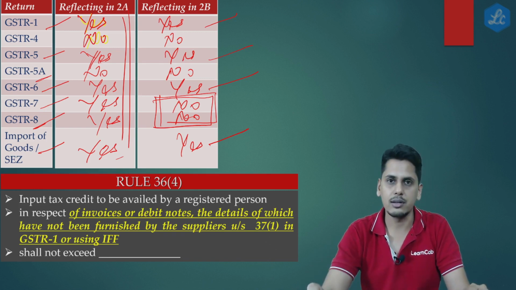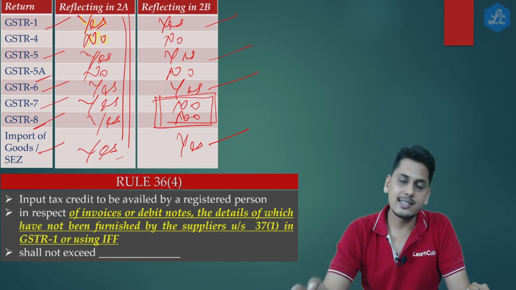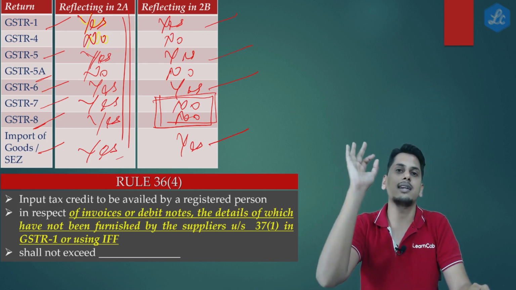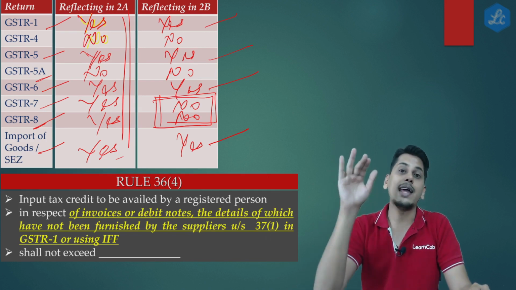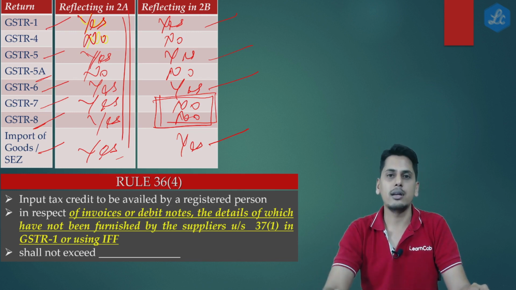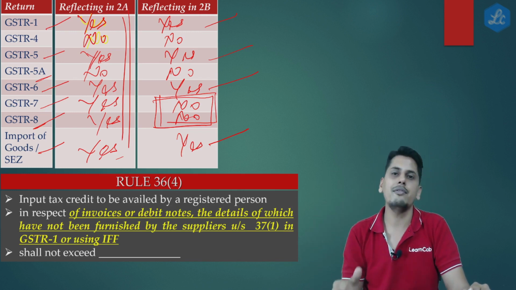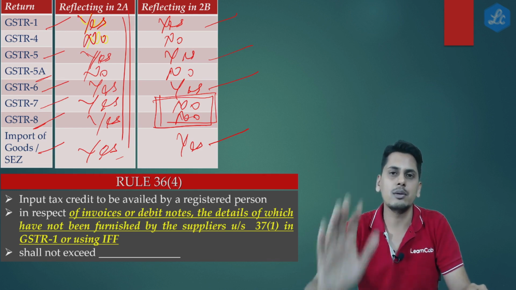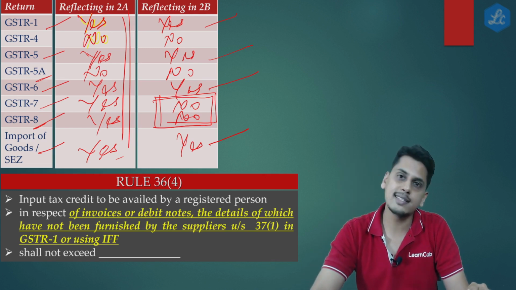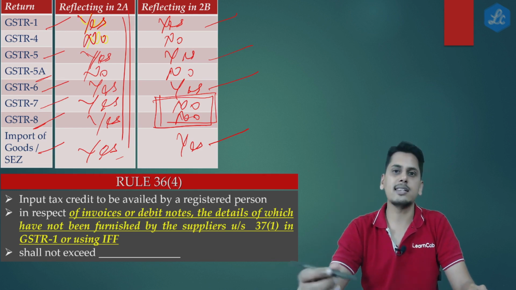To rephrase the question, whether input tax credit can be availed if an item is not appearing in 2B, the source of which is GSTR 1, the source of which is GSTR 5, the source of which is GSTR 6, and the source of which is importation or procurement from SEZ based on bill of entry. Let's have a look at 36 sub rule 4.